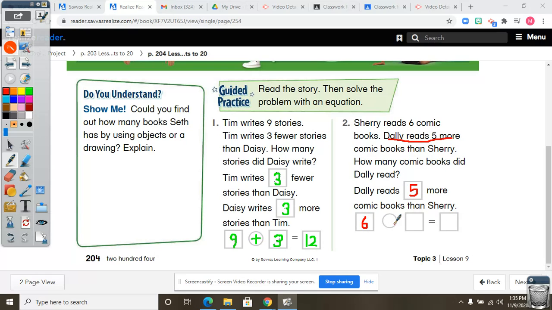Now we need to figure out if we want to add or subtract. Well, it says Dally reads 5 more comic books than Sherry. It says more here, so let's circle more. Usually when they use the word more, it means to add. So plus, and then Dally reads 5 more, so 6 plus 5. And if you get on your number line or your number grid, or you might know this in your brain, this is a doubles plus 1 fact. 6 plus 5 equals 11. And that's how you do the second one.